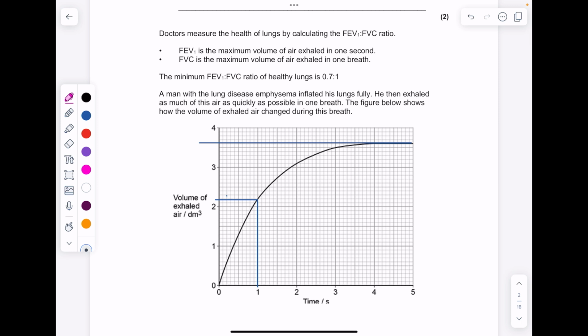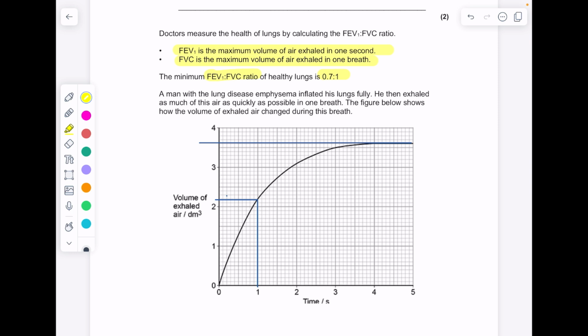Doctors measure the health of lungs by calculating the FEV1-FVC ratio. FEV1 is the maximum volume of air exhaled in 1 second. FVC is the maximum volume of air exhaled in one breath. The minimum FEV1-FVC ratio of healthy lungs is 0.7 to 1.